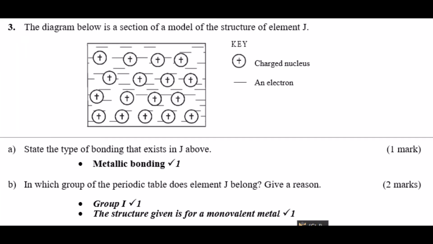Question 3, you're given the structure as the question had stated. The type of structure is metallic, with metallic bonding. Part B, this is a group 1 metal, because if you look at the structure, each particle has a charge of +1, that is 1 electron. So it's a monovalent metal, so it's in group 1.